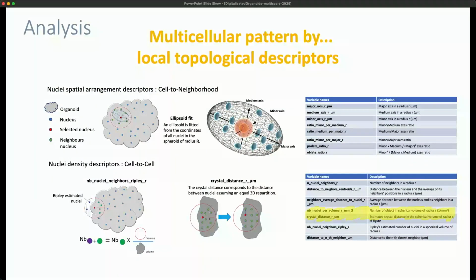On top of that, we had some other descriptors. Here I just finished with a cell-to-neighborhood descriptor, but of course we have compiled the classical nuclei density descriptor, let's say, so the cell-to-cell distance or nuclei-nuclei distance and this kind of crystal distance. So the classical density, once again, but in 3D.